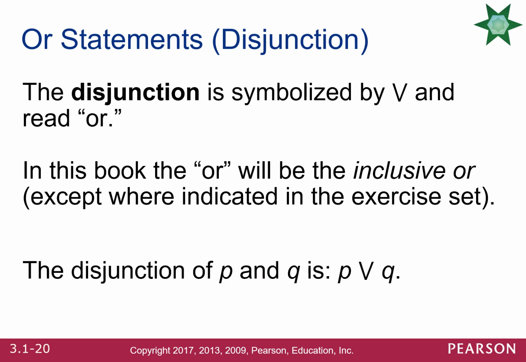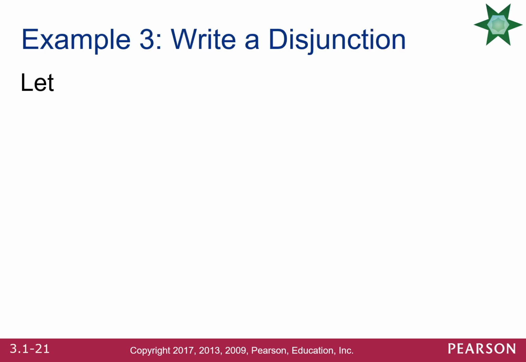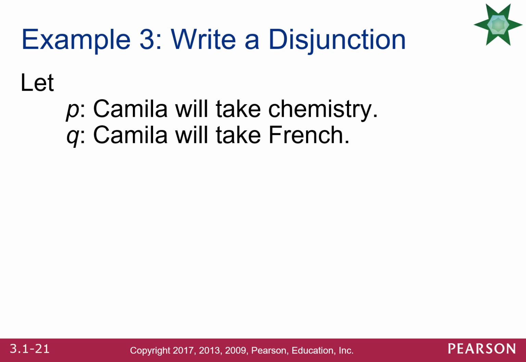So the disjunction of two statements P and Q, which is represented as or, would be P and then the V symbol to denote or, and then Q. So we'll work through an example and see how we can represent this and interpret this. So let's work through an example on disjunction. We have two thoughts which will be connected by an or disjunction. We represent the first thought, Camilla will take chemistry, as P, and the other thought, Camilla will take French, as Q.